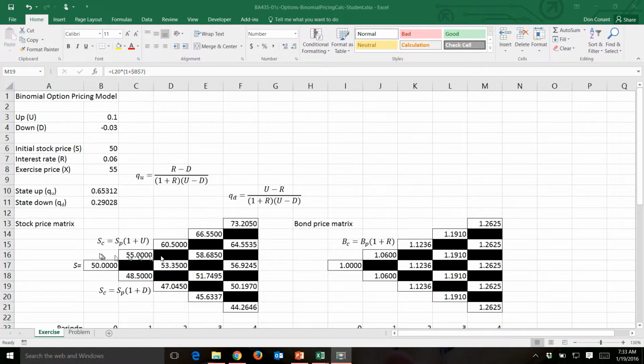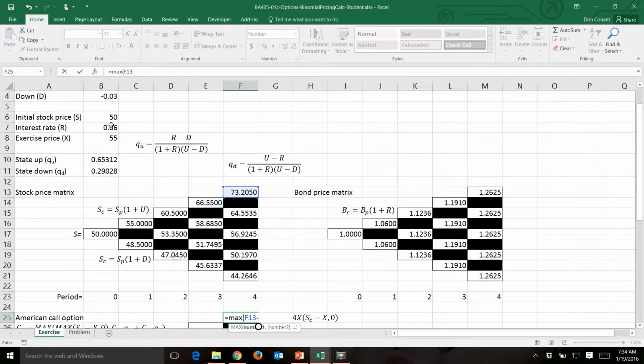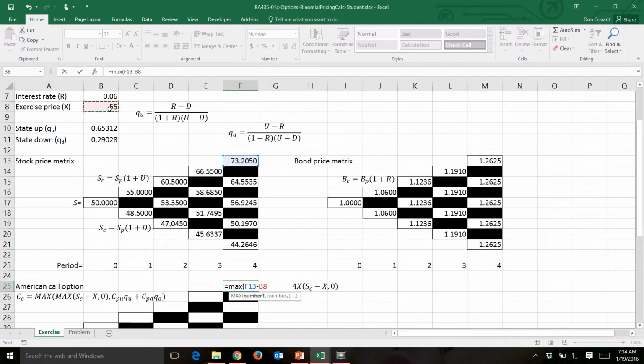Now to calculate the American call option, let's scroll up to get the American call option in here. I'm going to take the max, the current stock price, minus the exercise price. We'll have to scroll up a little bit to get to that, and we'll make that absolute. Once we have that value, we will take the larger of that value or 0.